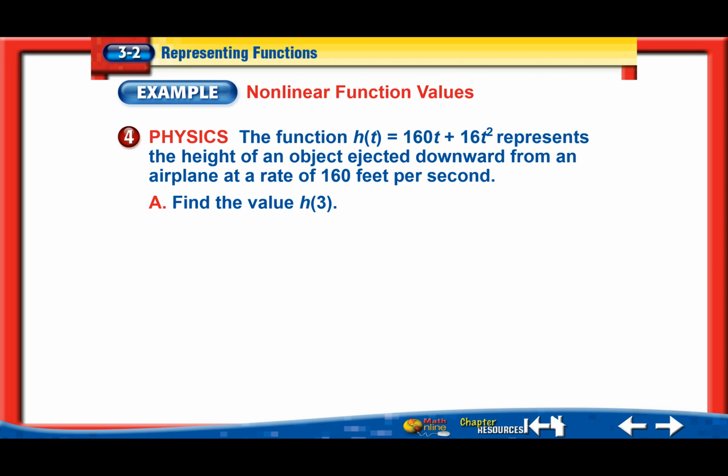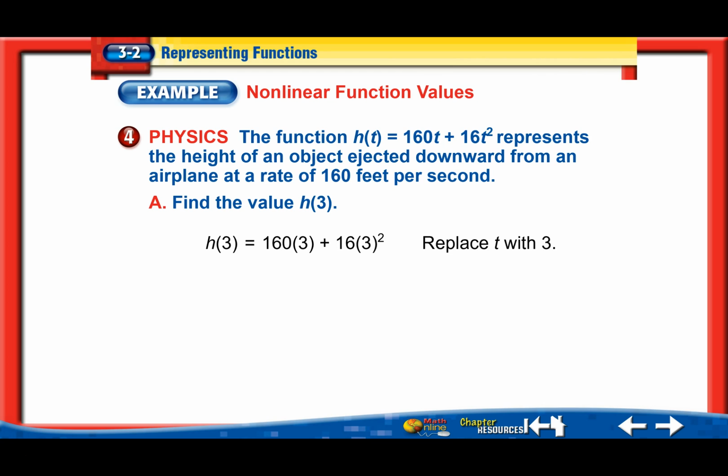All right, nonlinear functions. Nonlinear would mean it's not a straight line. So h of t equals 160t plus 16t squared represents the height of an object ejected downward from an airplane at a rate of 160 feet per second. Find the height h of 3, or h(3). I know this seems really complicated. It's really not. All it's saying is substitute 3 in for t in both places.